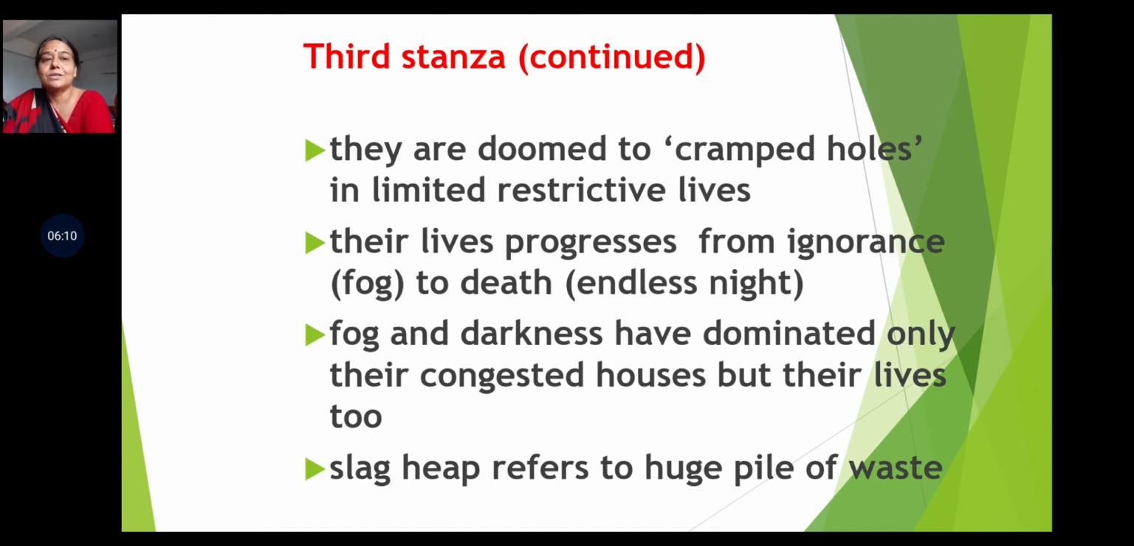They are doomed to cramped holes in limited, restrictive lives. Their life is doomed. They cannot escape. They do not have the opportunity or the chance to come out of this place. The houses in which they are living are like cramped holes, small little houses with a number of people living together, and it restricts them. Even getting enough space in the house is difficult for them.